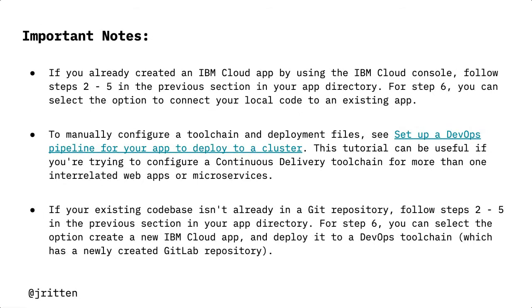Okay, so if you're looking to do some Kubernetes deployment or Knative, this tutorial can be useful if you're trying to configure a CI/CD toolchain for more than one interrelated web app or microservices. And lastly, if your existing code base isn't already in a Git repository, you can follow, again, the steps. You can select the option to create a new IBM Cloud app and deploy it to a DevOps toolchain.